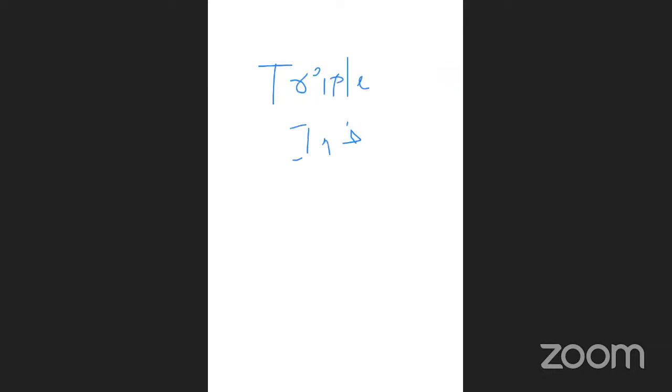And today we are going to discuss the triple integration. Okay, so last class we discussed double integration, and today we are going to do triple integrations.